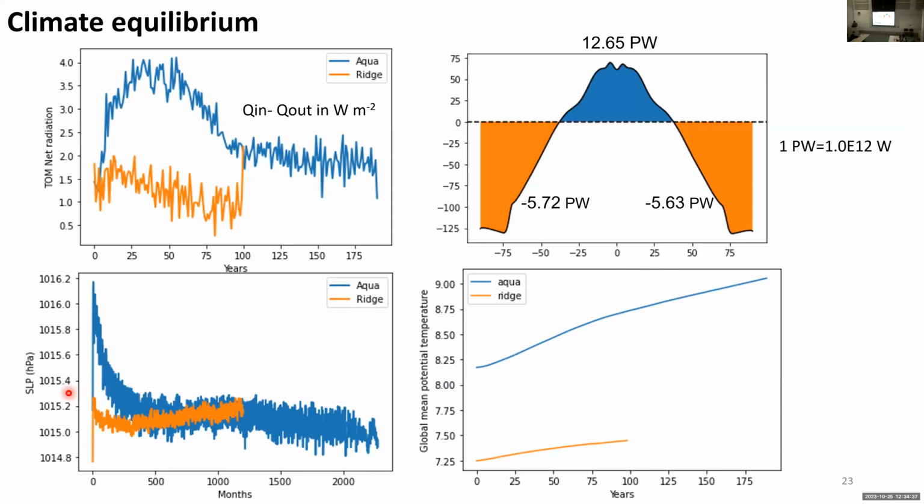And then if we look at the sea surface pressure, we will find that it's going to reach a steady state, but still not. And if you look at the temperature inside the oceans, we will find the temperature in the ocean has largely increased right now.